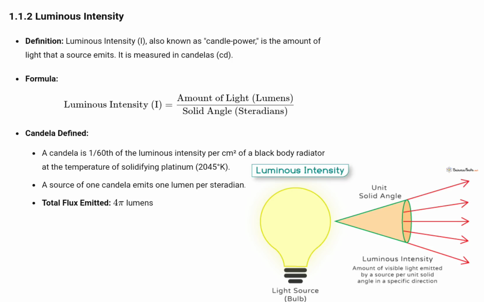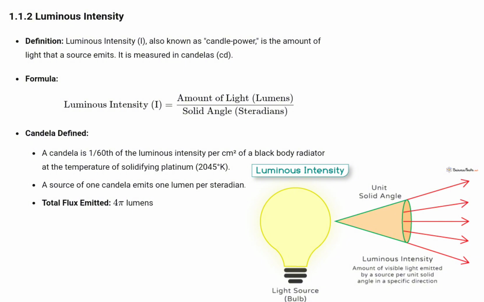Luminous intensity, also known as candle power, is the amount of light that a source emits. It is measured in candelas, cd. Luminous intensity tells us how intense a light source appears. Think of it as how strong the light from a candle is.